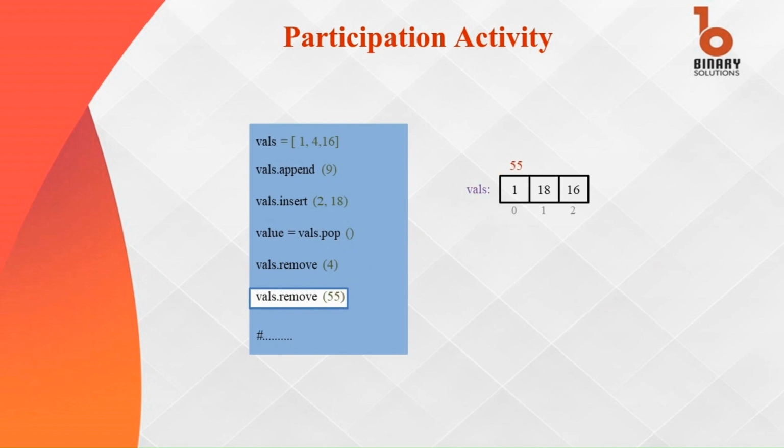But since 55 is not present in the list, no changes are made, and the list remains 1, 18, 16. This example highlights how list methods like append, insert, pop, and remove modify the list in place, with the list reflecting the changes immediately after each operation.